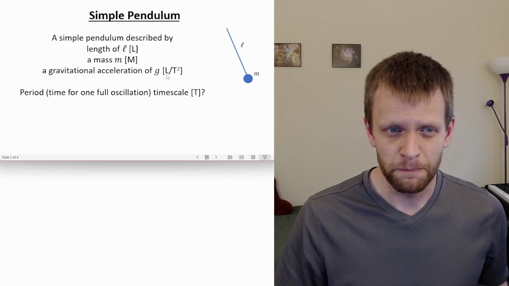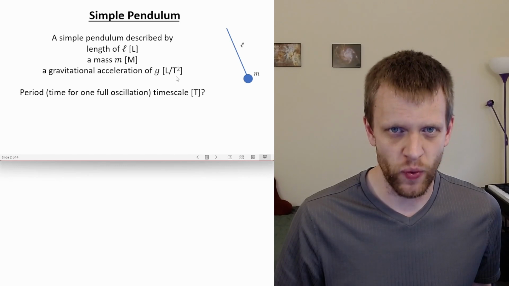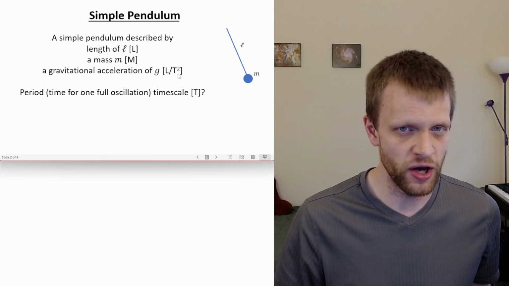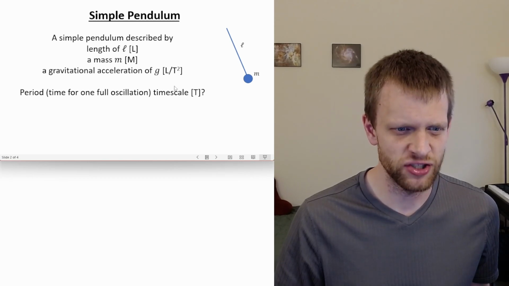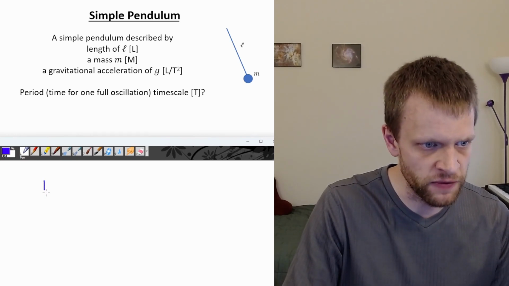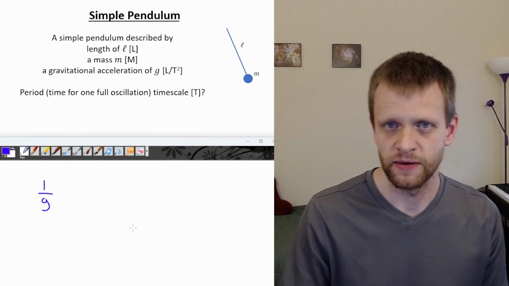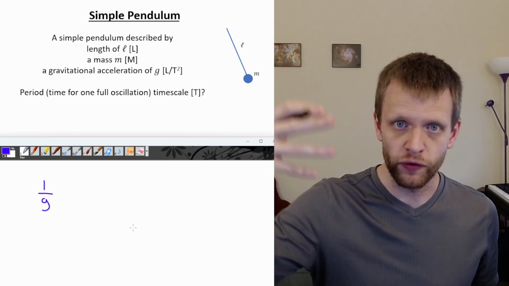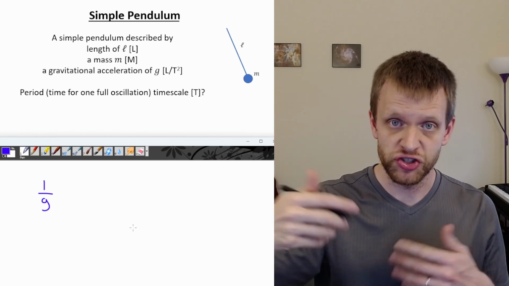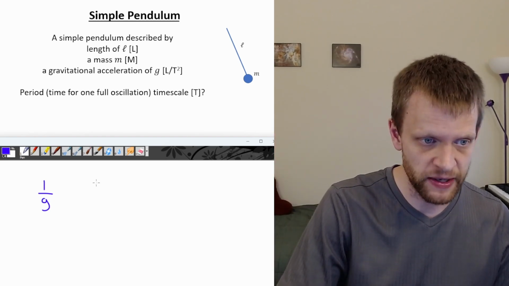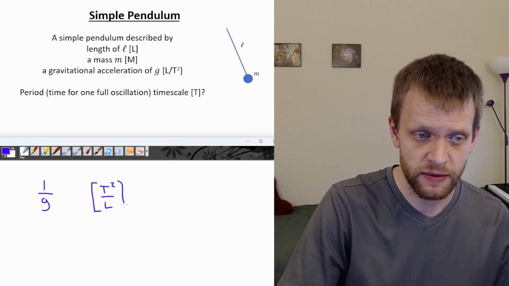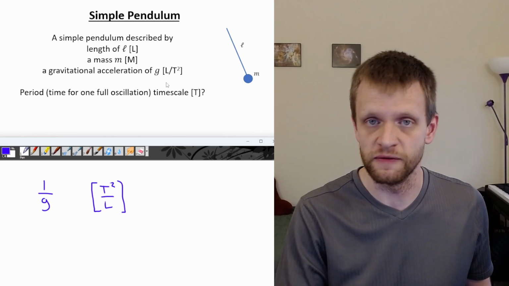Okay? But this is a length divided by a time squared. So if I just use g, I'm going to get time in the denominator for these dimensions, and that's not what we want. So instead of looking at the value of g, let's look at the dimensions of 1 over g. If I take the reciprocal of that quantity, I'm also going to take the reciprocal of the dimensions. So the dimensions of this would be time squared divided by length. Okay, just the inverse of the units of g.